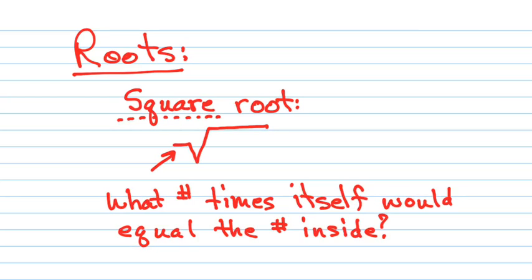Does that make sense? Just like multiplication has an opposite, it's division. Well, exponents have an opposite. The opposite of an exponent is a root. Okay? So I'm just going to write down some examples, and we're going to see what we can come up with. Here we go. So let's say I have the square root of 9. Literally what I'm asking is, what number times itself would make 9?